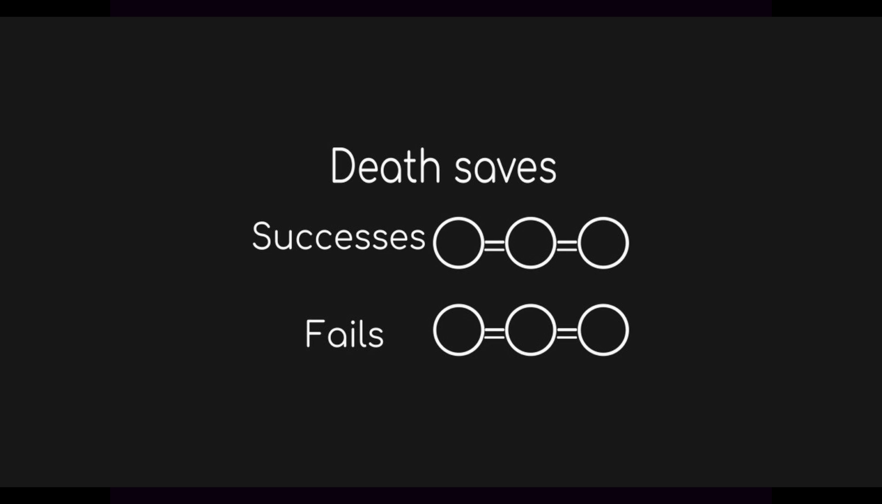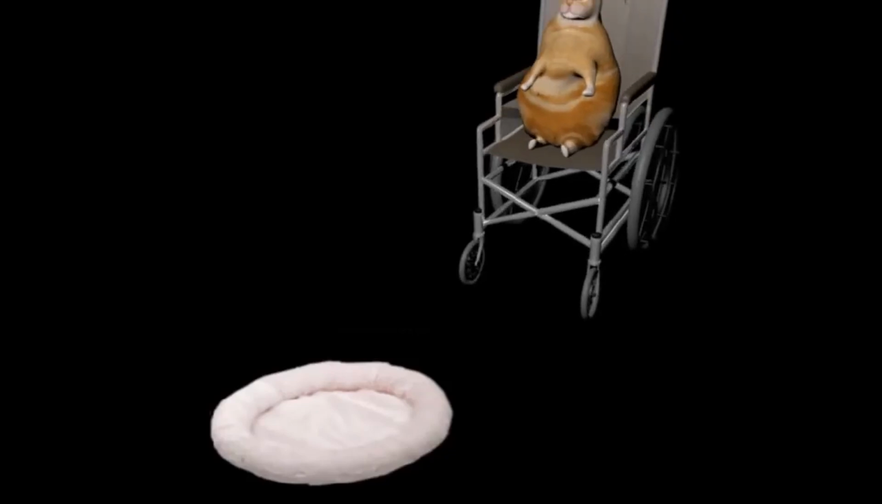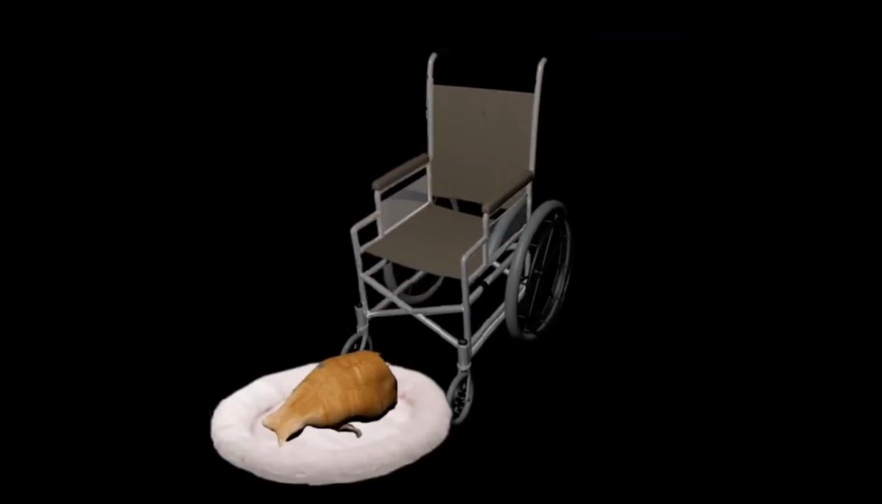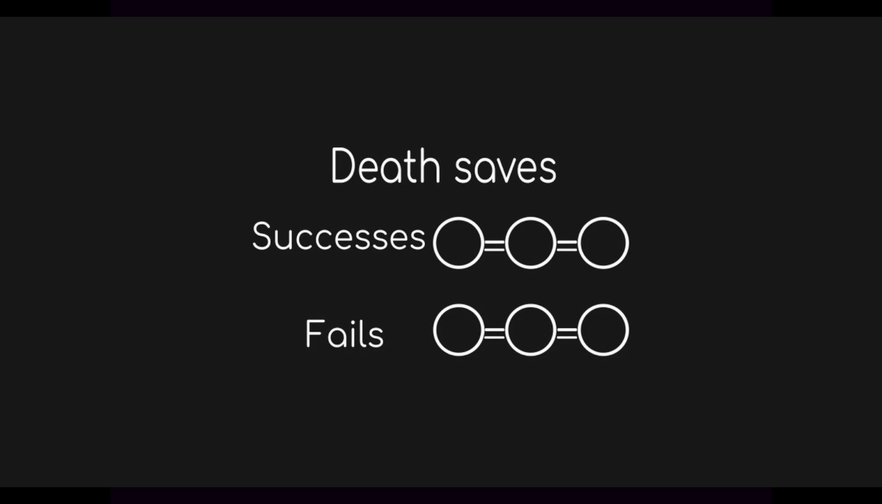They do not regain HP. They are still unconscious, but they aren't going to die. If you roll 3 failures, your character is dead right then and there. Nothing's bringing them back. It's important to remember that if you roll a 1 on a death saving throw, that counts as a critical failure, and it counts as 2 failures rather than 1. Conversely, if you roll a 20 on a death saving throw, that's a critical success, and your character regains consciousness with 1 HP.